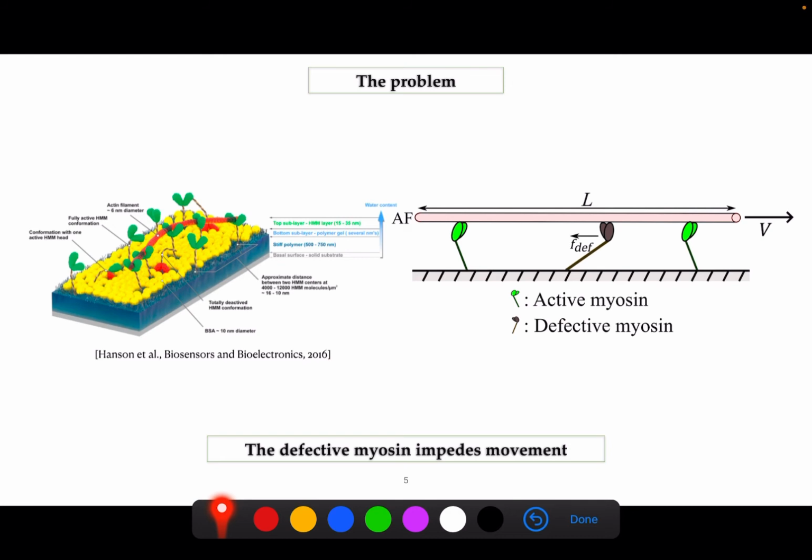The defective myosin has been shown not to contribute to the progressive movement of the actin filament, as shown by the figure on the left, and sometimes impede the progressive movement of the actin filament. In our study, we developed a mathematical model and represented the defective myosin as a spring. As shown by the schematic on the right, when the defective myosin binds to the actin filament, it does not release the filament until it is forced by a greater force to detach.